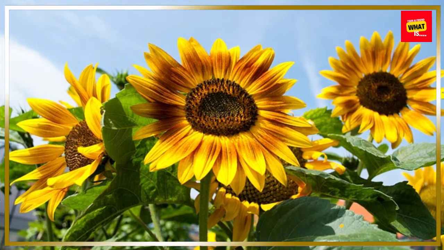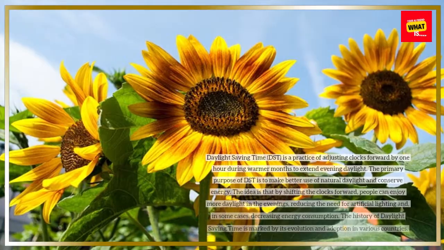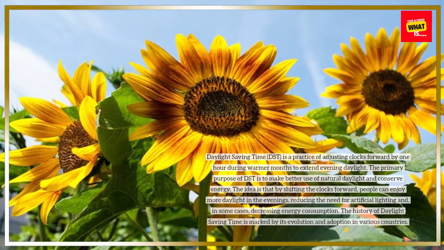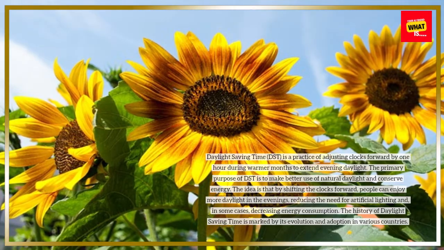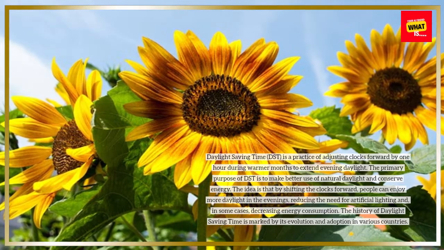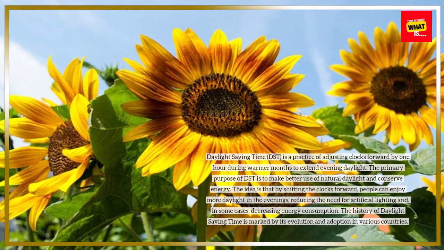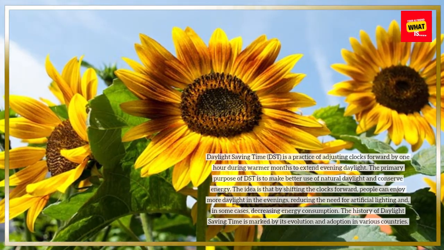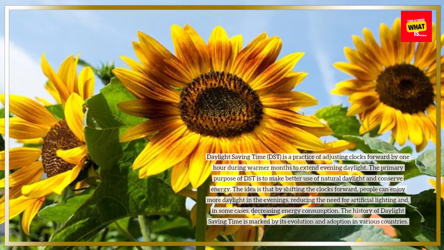Daylight saving time, DST, is a practice of adjusting clocks forward by 1 hour during warmer months to extend evening daylight. The primary purpose of DST is to make better use of natural daylight and conserve energy. The idea is that by shifting the clocks forward, people can enjoy more daylight in the evenings, reducing the need for artificial lighting and, in some cases, decreasing energy consumption.